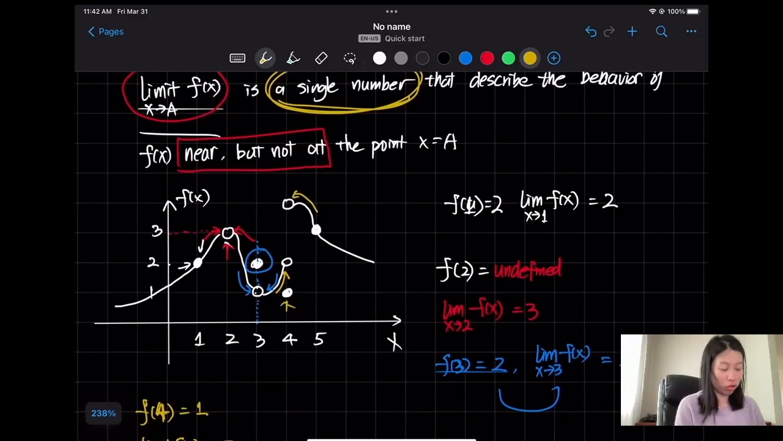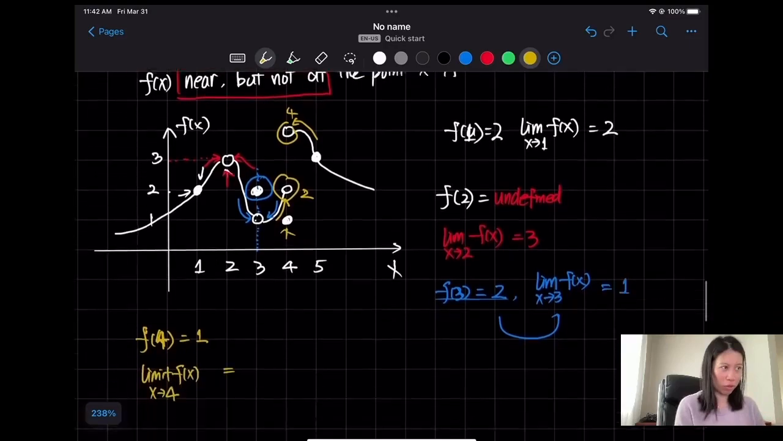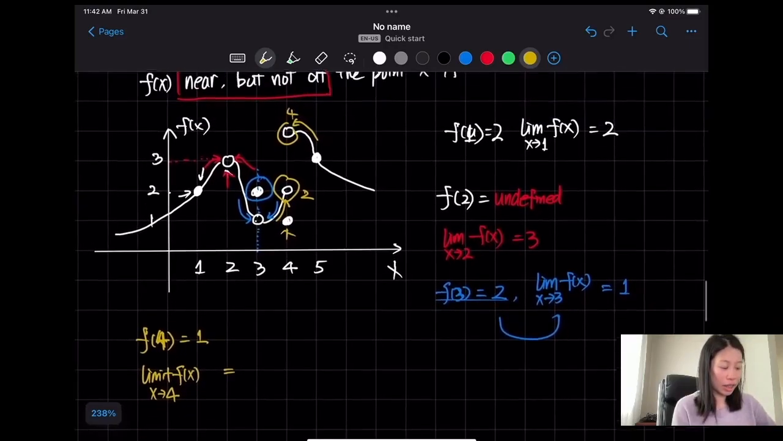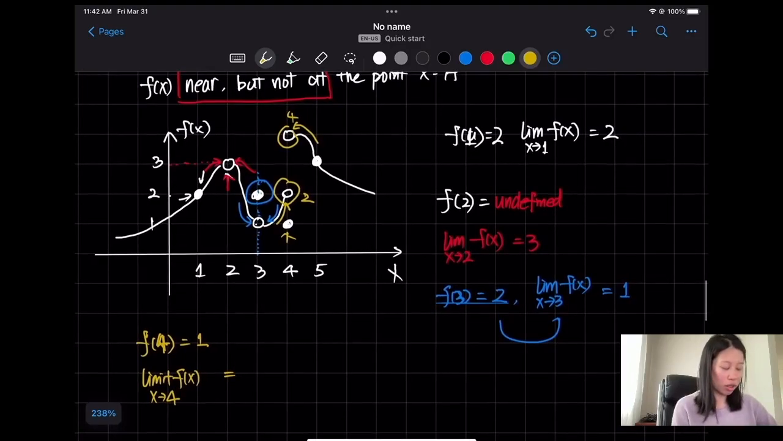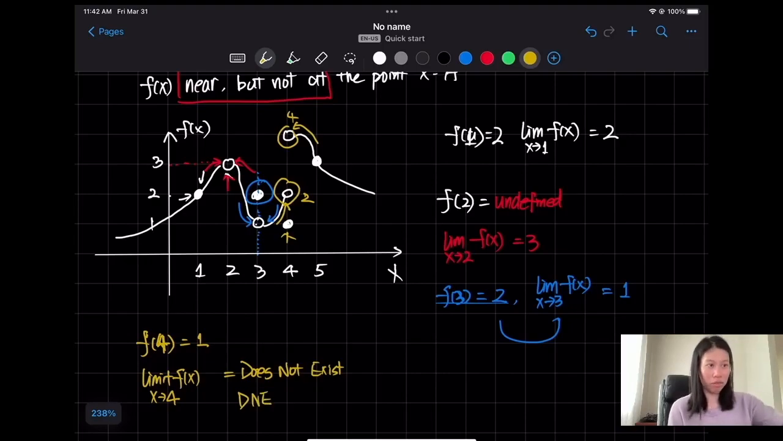One is approaching 2 here, the other is approaching 4. So since they're not approaching a single number, we can say the limit as x approaches 4 does not exist. So usually I will write it as DNE. That means doesn't exist.